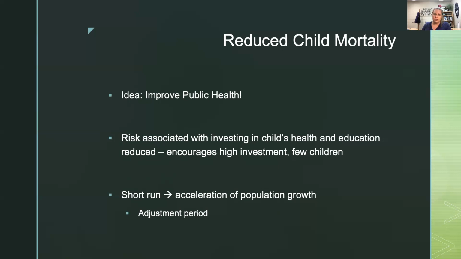So at first, in the short run, what's likely to happen from this kind of strategy is that we would actually accelerate population growth because people would continue to have the same number of children and more of them would survive. There would be an adjustment period there, but in the long run, when people realize that the risk of losing their child early in life has been lowered, they're likely to choose to have fewer children.